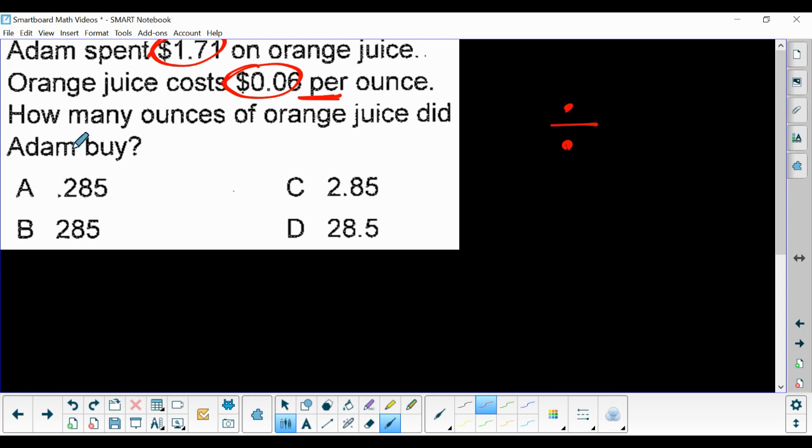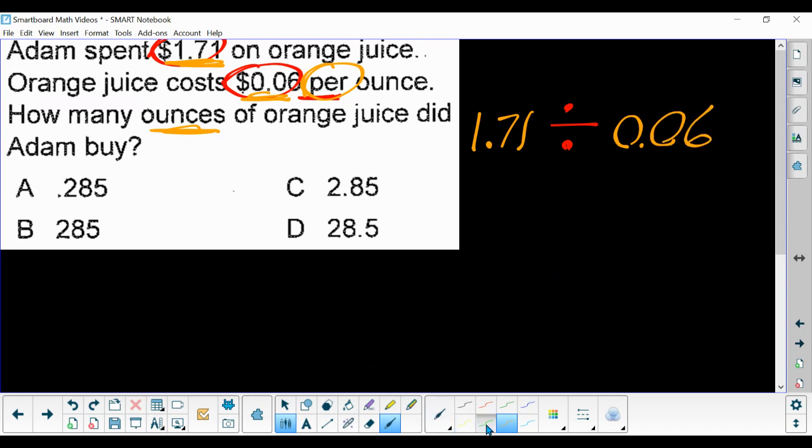But in this case, Adam, he bought this much of orange juice. And each ounce of that orange juice he bought cost 6 cents. So we want to find out, well, then, how many ounces did Adam actually buy? So this right here signals that it's going to be a division problem, right? And what's going to be divided is the cost of the orange juice by how much each ounce costs, 6 pennies.